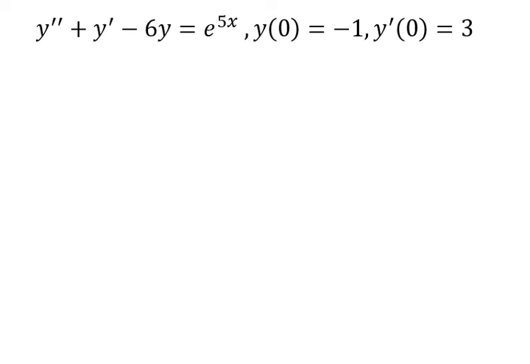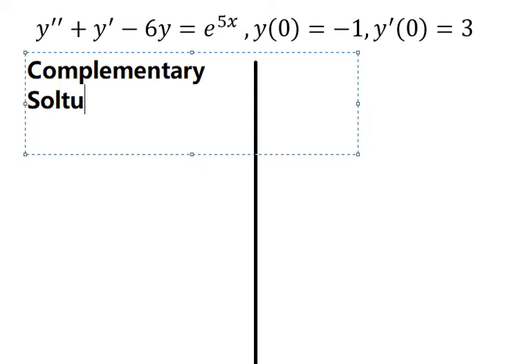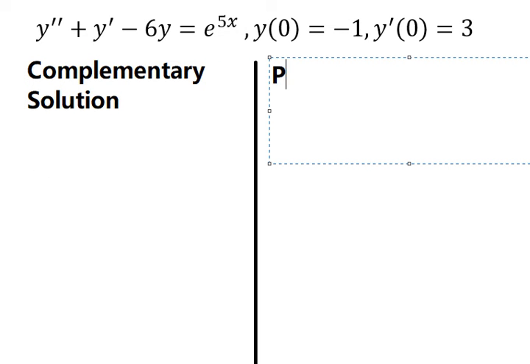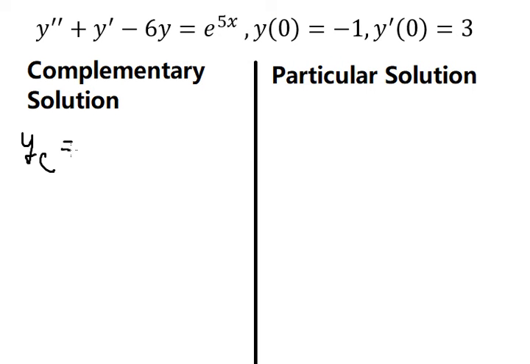So in this situation, I will divide this one into complementary solution and particular solution. So for the first one, I will put yc equals e to the power of lambda s.